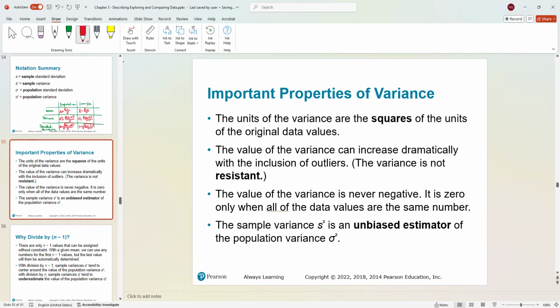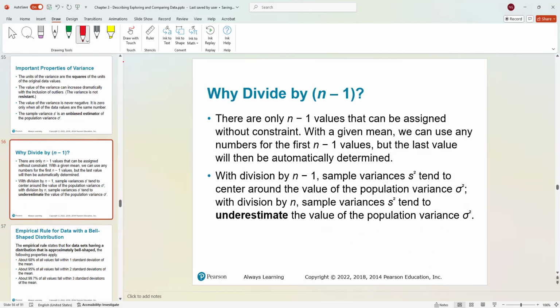I think we already covered this part, but we didn't talk about there are only n minus 1 values that can be assigned without constraint. With a given mean, we can use any numbers for the first n minus 1 values, but the last value will then be automatically determined. So with division by n minus 1, sample variance S squared tends to center around the value of the population variance sigma squared. With division by n, sample variance S squared tends to underestimate the value of the population variance.